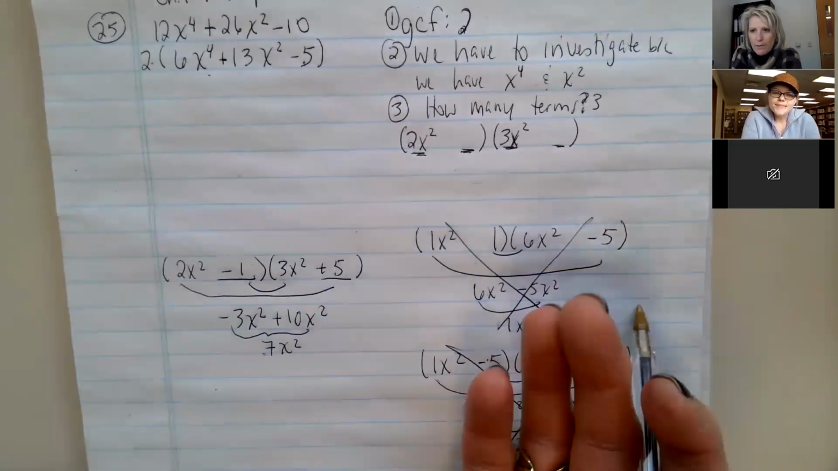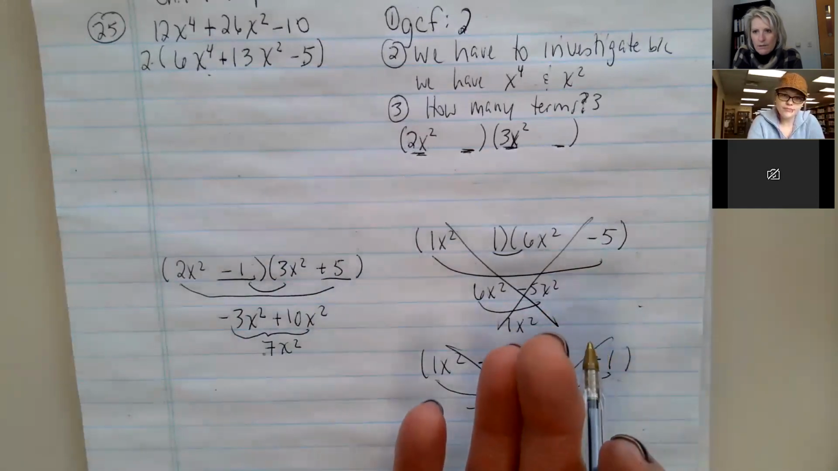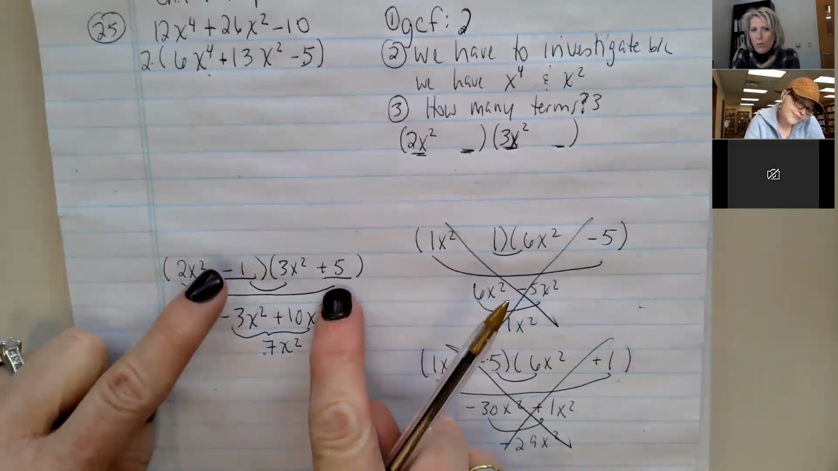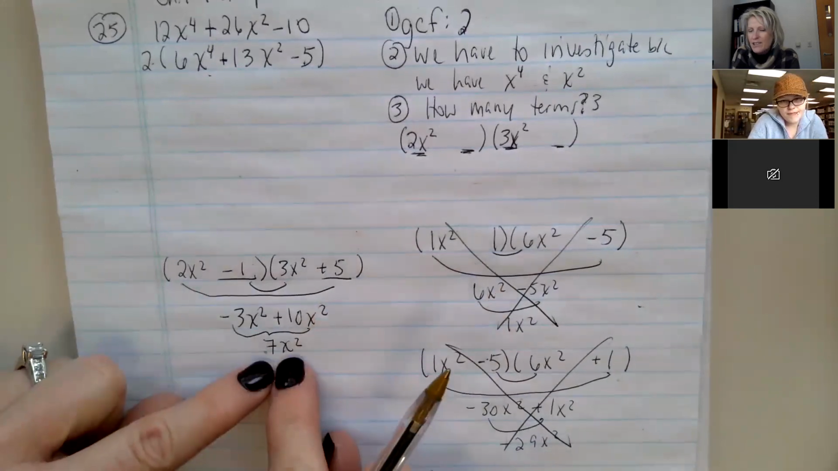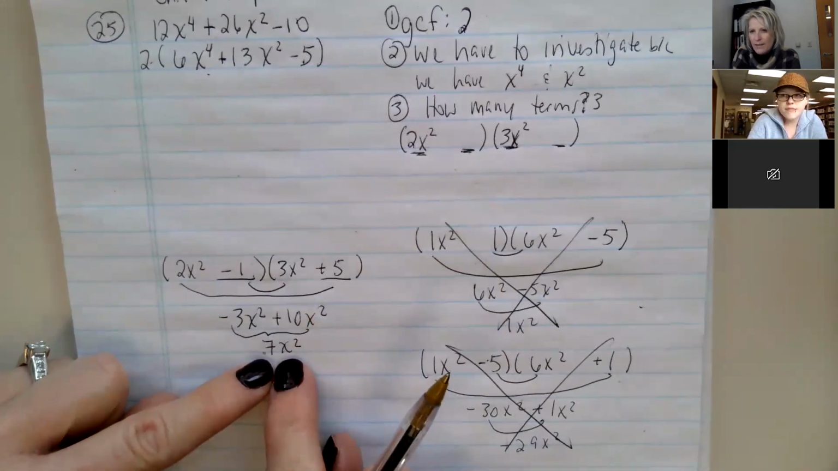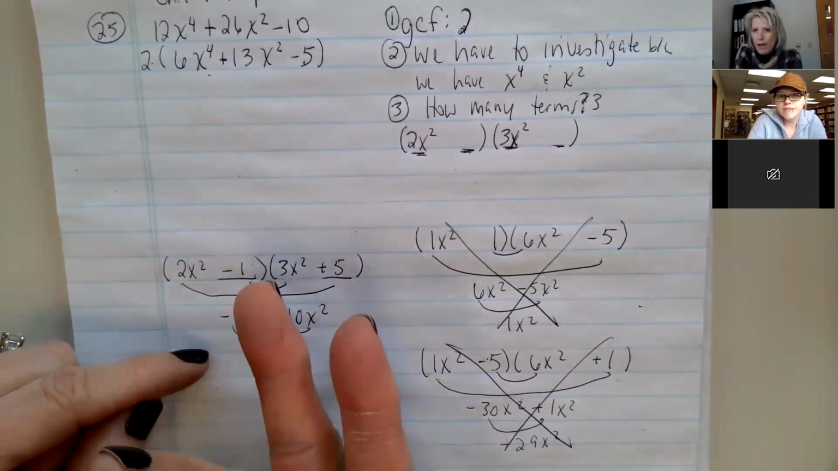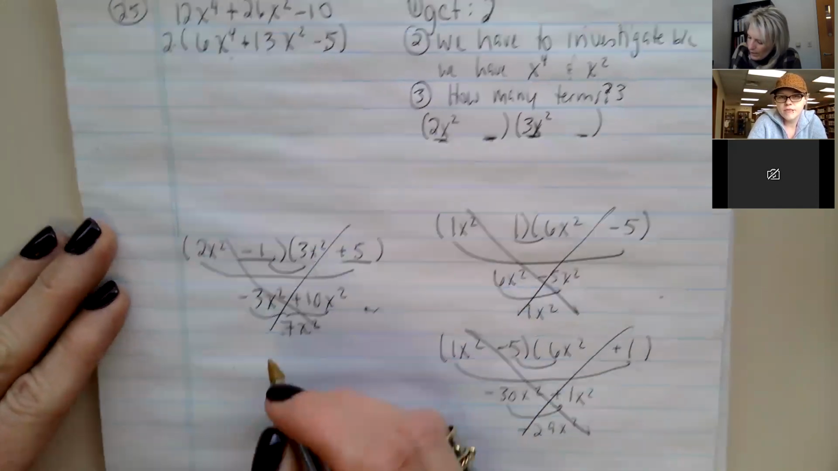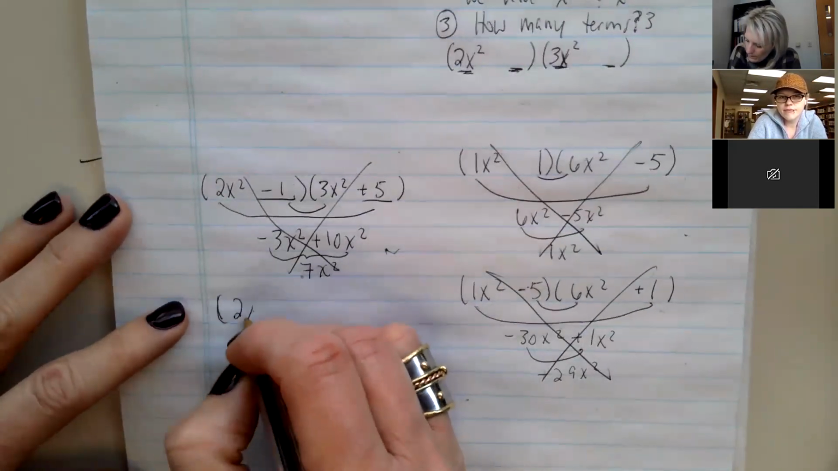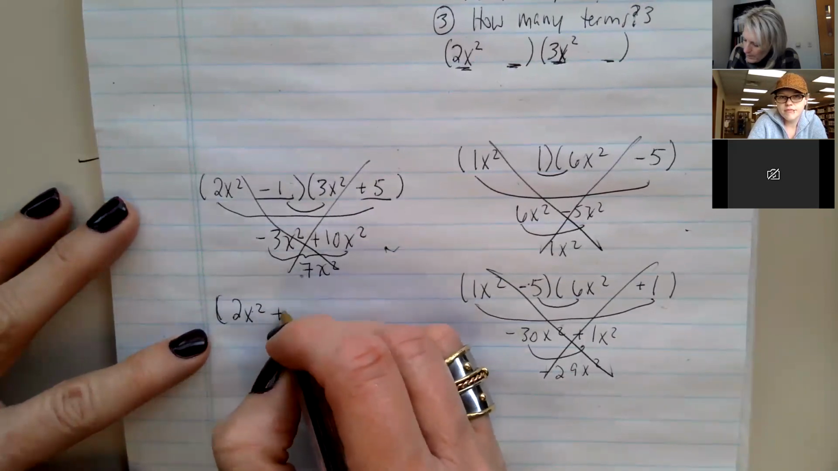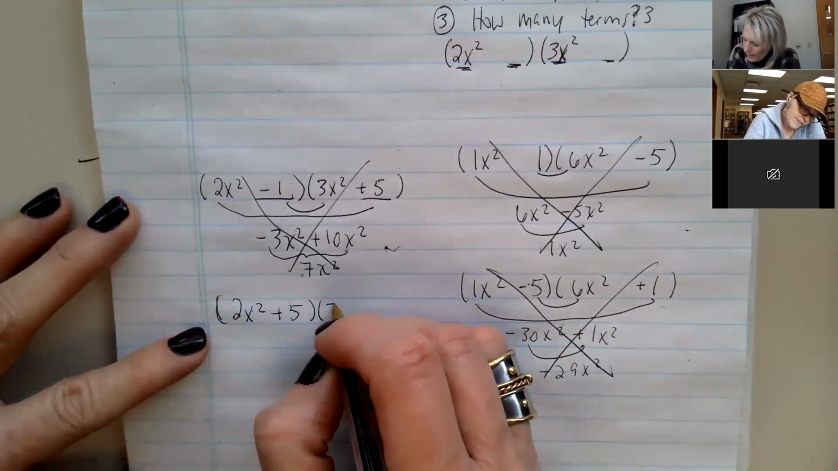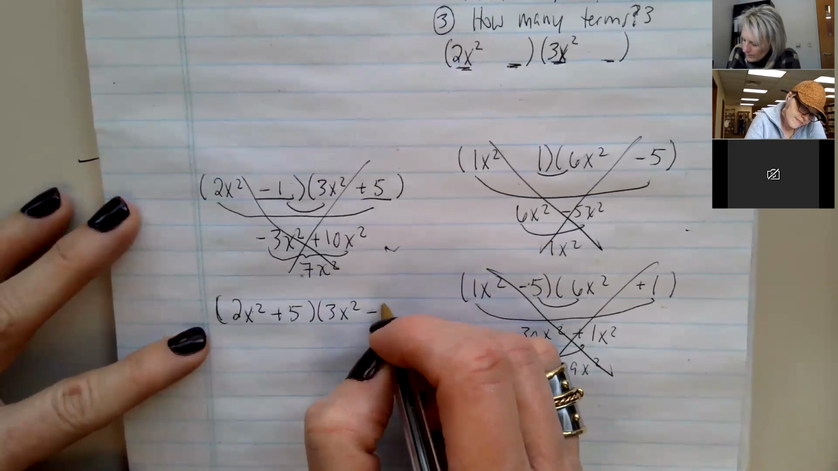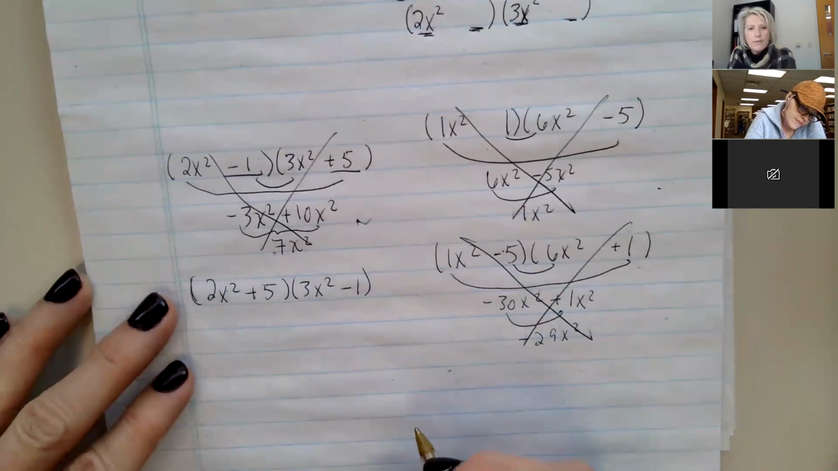So what if we flip-flop the 5 and the 1? If we make the 1 the positive and the 5 the negative, it's just going to make this a negative 7, right? So that's not going to work. We need to flip-flop them. So let's try it as 2x squared plus 5 and 3x squared minus 1. Let's see if this works.